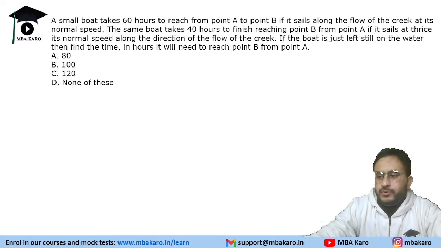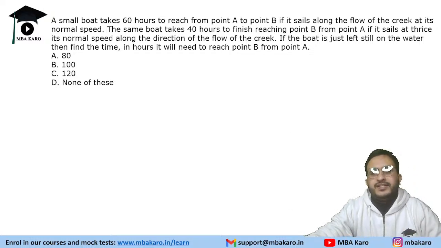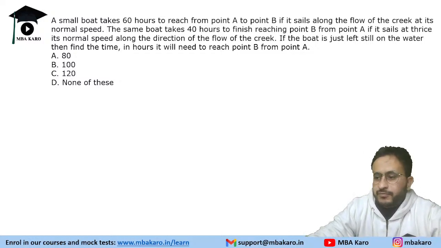So, a small boat takes 60 hours to reach from point A to point B if it sails along the flow of the creek at its normal speed. The same boat takes 40 hours to finish reaching point B from point A if it sails at thrice its normal speed along the direction of the flow of the creek. If the boat is just left still on the water, find the time in hours it will need to reach point B from point A.